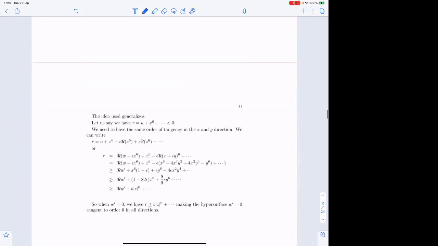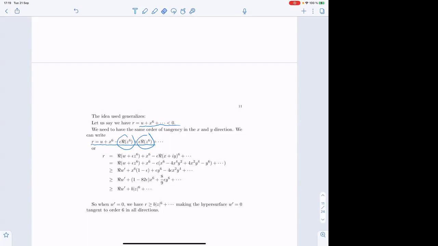And just to now get back to the original calculation, because I want to stay very non-technical. Let's say r, the defining function, is u plus x to the 6 plus higher order in the y. But we don't have the right order of tangency in the y direction. So now we use a similar trick as we did already in degree 2. In this case we add and subtract the real part of z to the 6 times a small constant, and then we calculate.